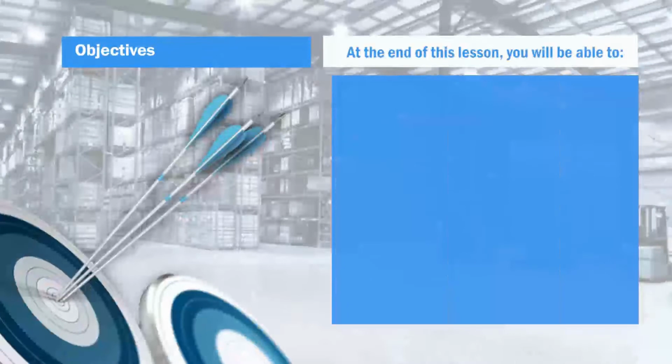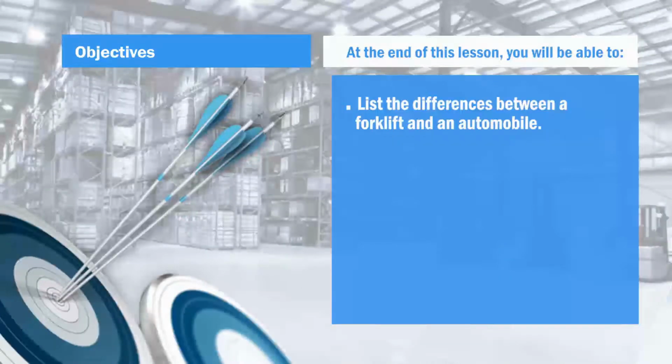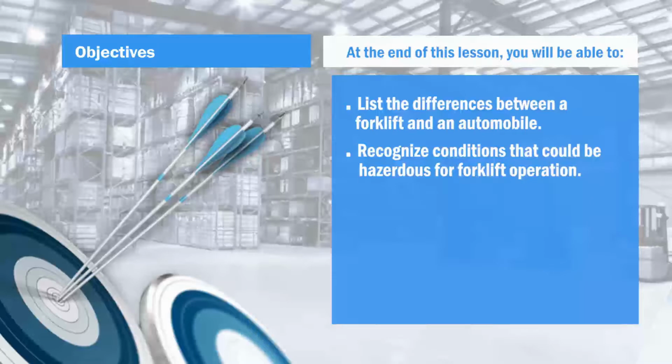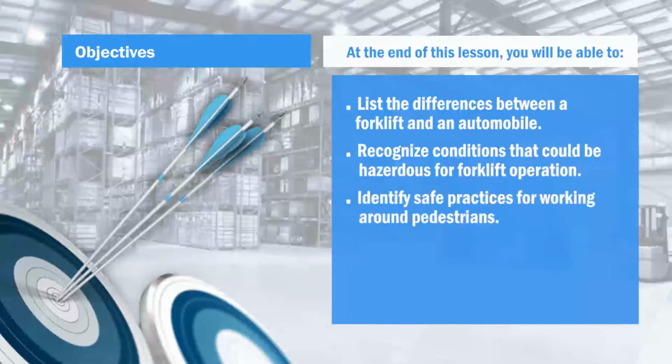At the end of this lesson, you will be able to list the differences between a forklift and an automobile, recognize conditions that could be hazardous for forklift operation, identify safe practices for working around pedestrians, and identify safe practices for working around docks.